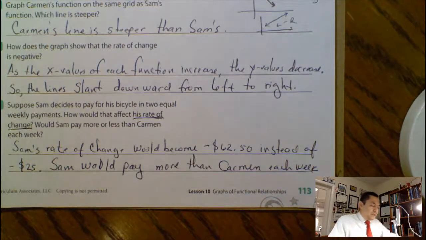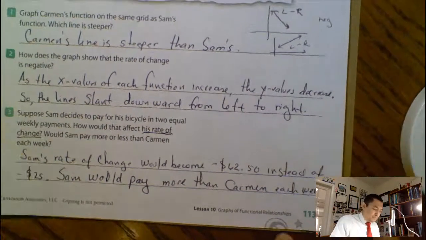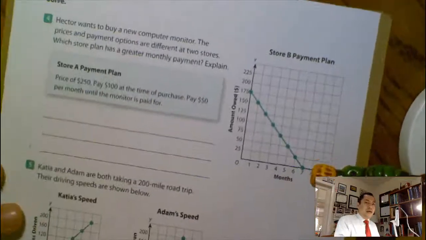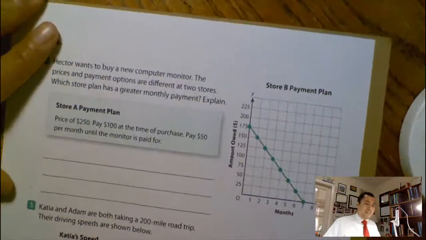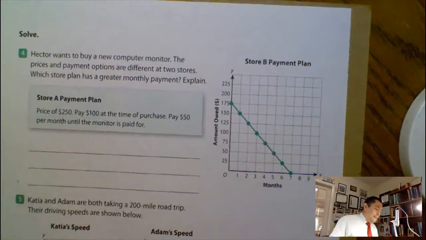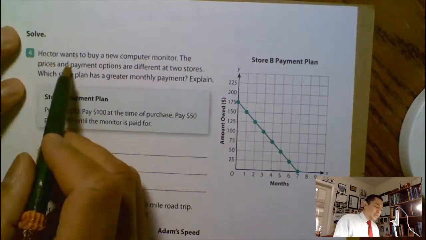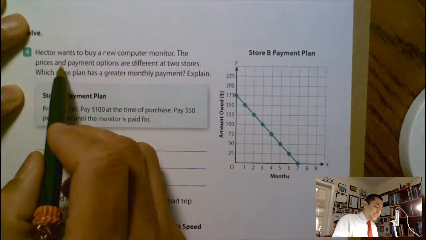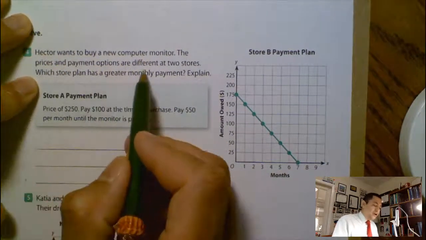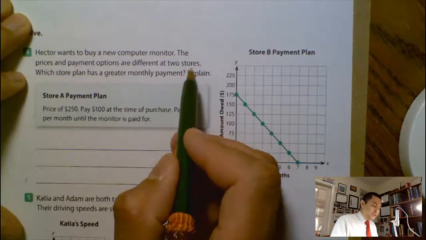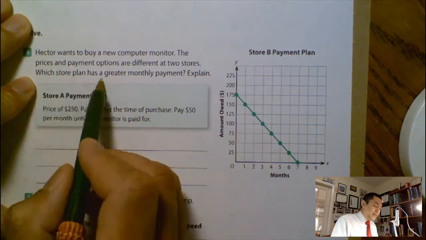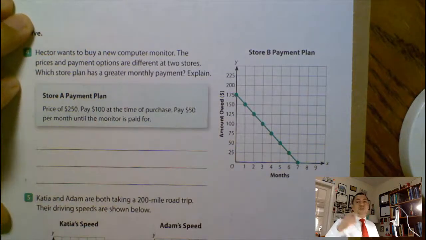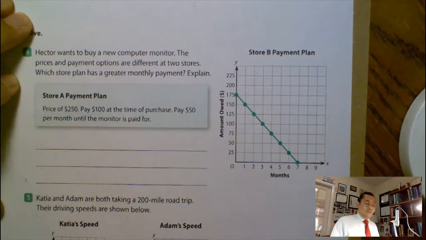Okay, so in this case, let's move to page 114. Now we have a second problem. They are asking me to solve. So it says, Hector wants to buy a new computer monitor. The prices and payment options are different at 2 stores. Which store plan has greater monthly payment? And you need to explain, because we always have to explain what's happening.